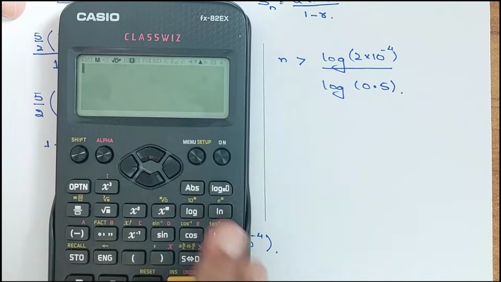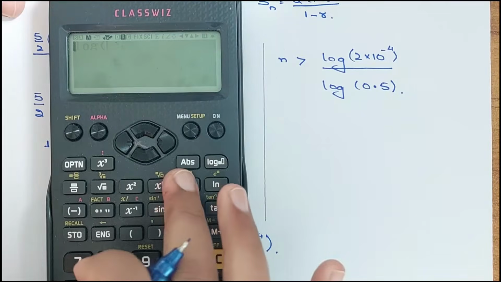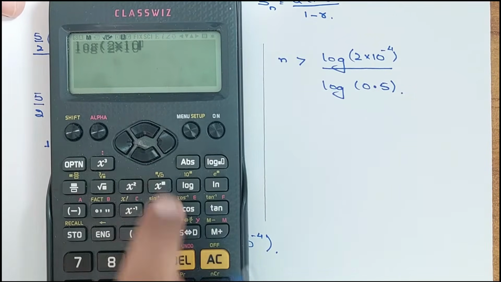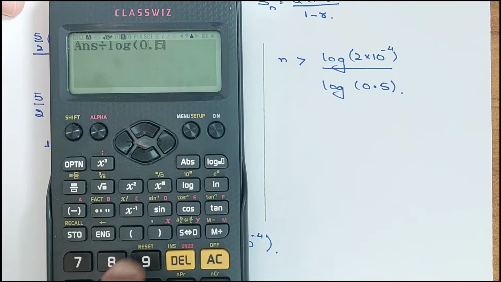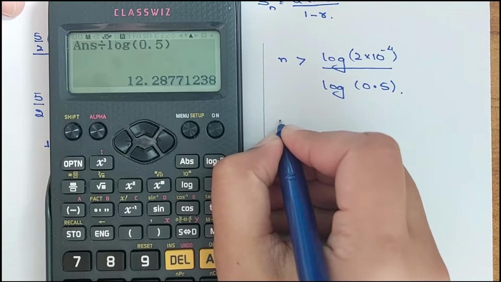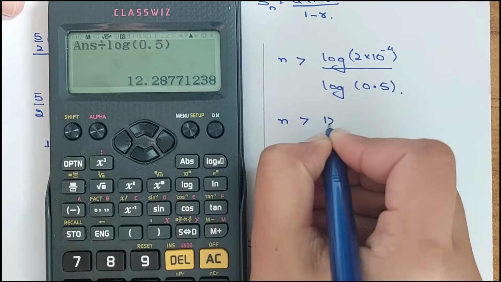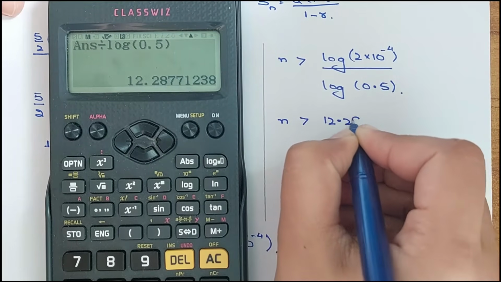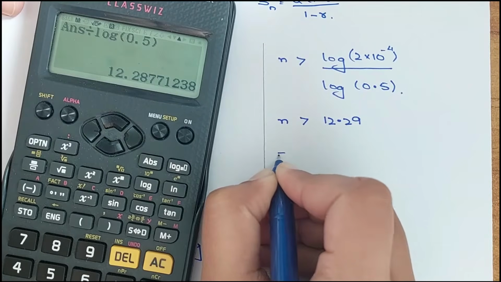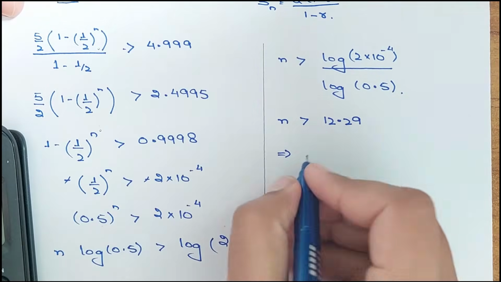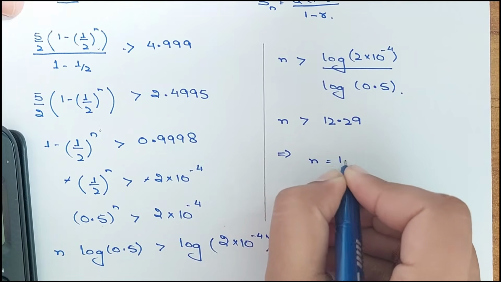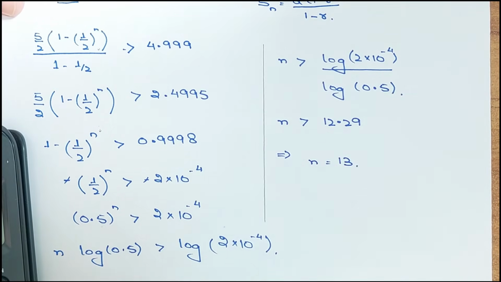Okay, now let me calculate this. Log 2 times 10 power negative 4 divided by log 0.5. So n should be greater than 12.29. So we can say that we need to find the least number of terms. So n is equal to 13, which is greater than 12.29.